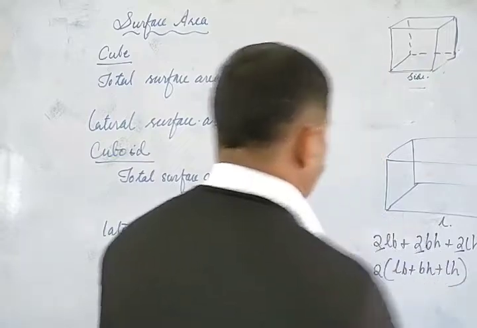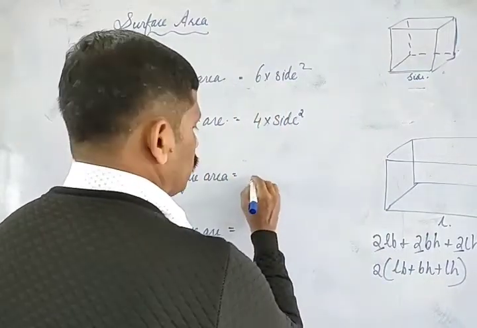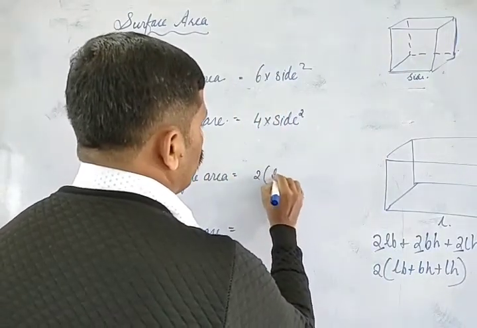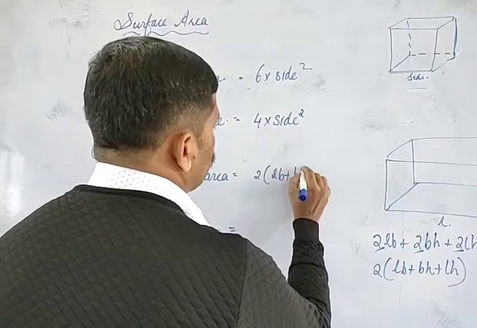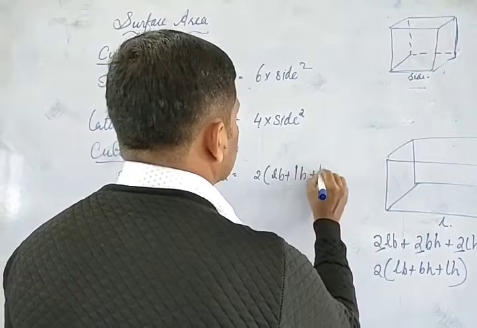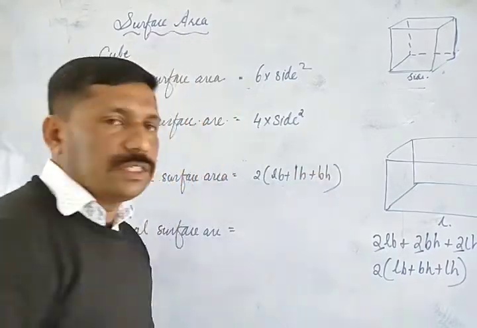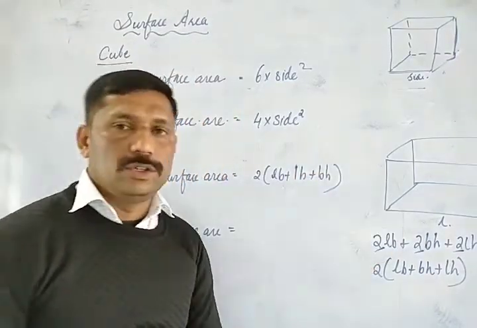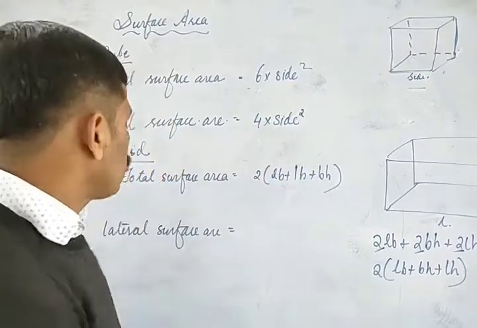This is the total surface area of a cuboid. That means 2 into LB plus BH plus LH, or we can write LB plus LH plus BH. This is the total surface area of a cuboid. And then lateral surface area.